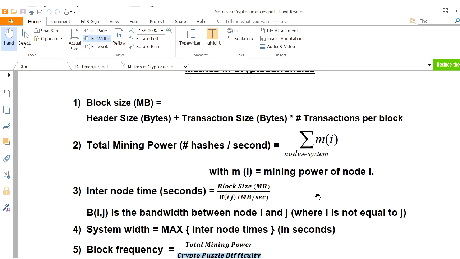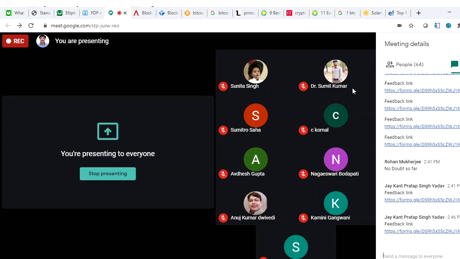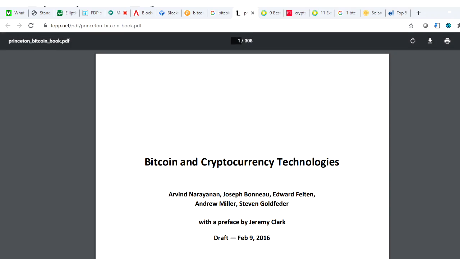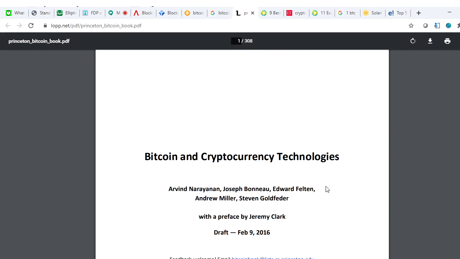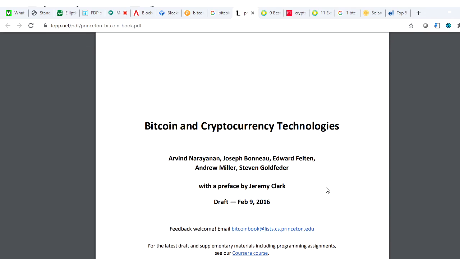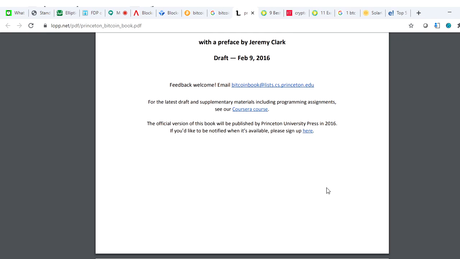It will help you revise all the concepts, especially with respect to Bitcoin, so that you will not forget them. If you have any doubt, you can also refer to the book Bitcoin and Cryptocurrency Technologies by Arvind Narayanan. In this book they have given the same kind of explanations. You can go through that and solve the exercise.